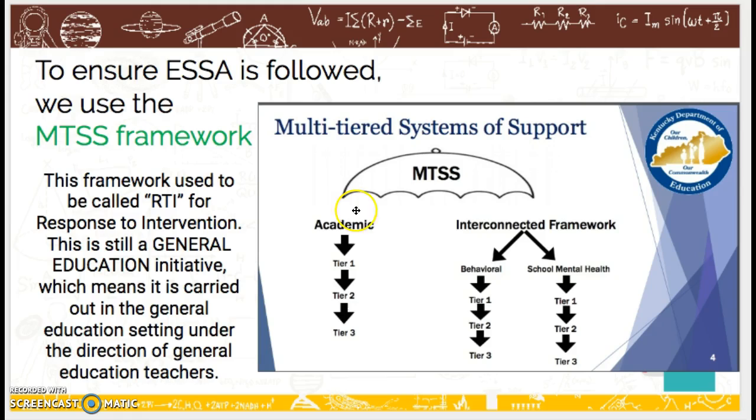So academics, reading, writing, and math, and we're also looking at behavioral supports. So if a student has any kind of behavior concerns, or we're looking at some school mental health, maybe the student has a background with some trauma in it. If a student needs supports, then we're going to look at using evidence-based practices in the Gen Ed classroom, and then moving them through tiers of intervention if they need additional supports, and considering, if necessary, special education evaluation.